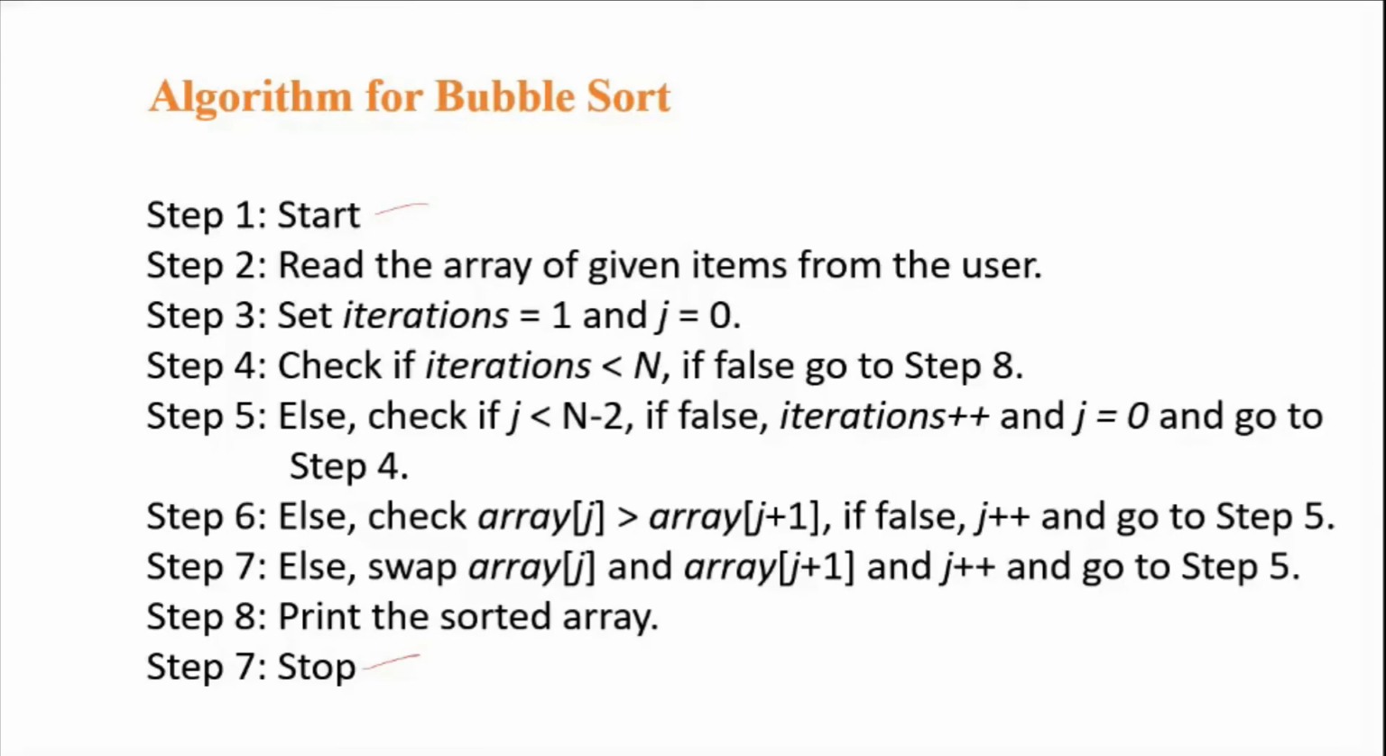That is the case with C programming. The index of an array goes from 0 to n minus 1. If there are n elements, suppose there are 10 elements, then the index will be 0 to 9 only. There won't be a 10. The 10th element will have index 9. So that is why we are doing j less than n minus 2.